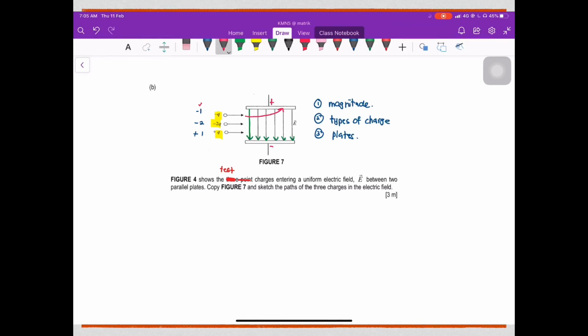This is 1. The green color, this is the 2. It must curve more. This is 2.